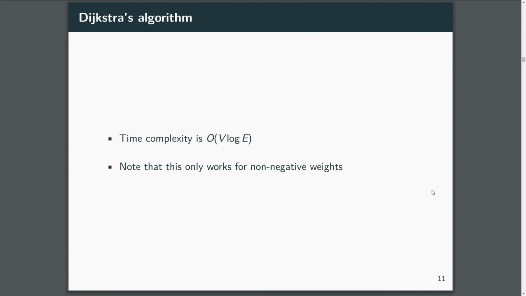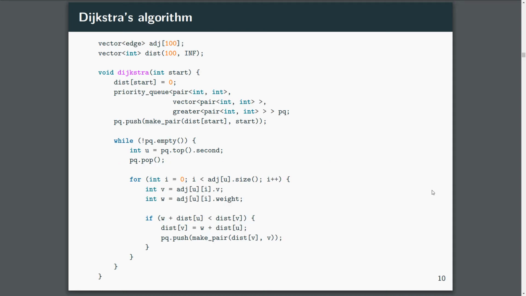So the time complexity here is O of V log E, and this only works for non-negative weights, because if you have a negative weight, then suddenly you can go from a higher value to a lower value, and then our priority queue ordering isn't guaranteed to work properly. The key idea here is that you can go through the distances in increasing order because everything is positive, or not everything is non-negative. If you have 0, it's still fine.